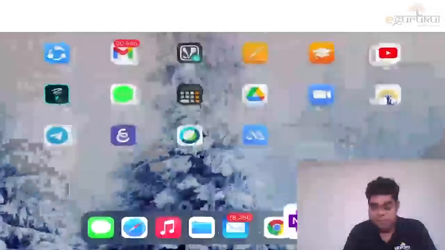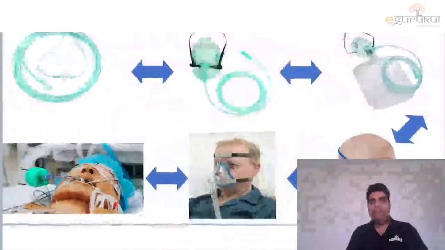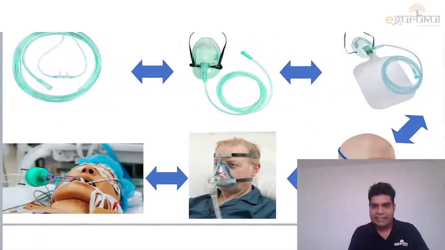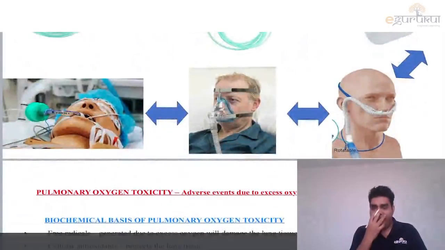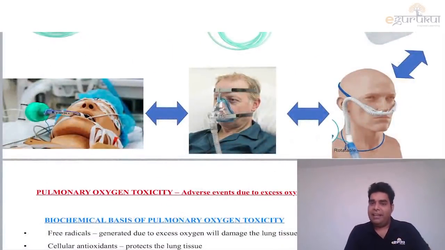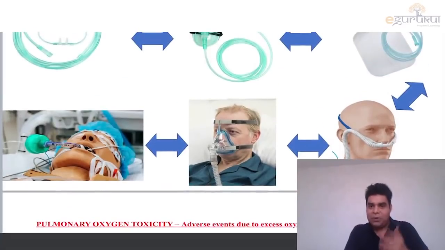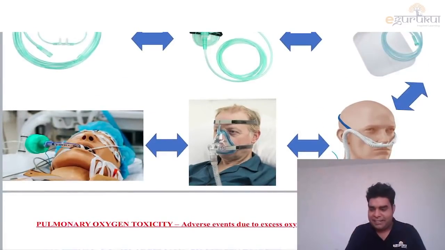So that's all from this discussion. I hope this discussion on different types of breathing devices, which we start from nasal cannula, then Hudson mask, then non-rebreathing mask, then high flow nasal cannula, then non-invasive ventilation, and then invasive ventilation, is useful to you. And I hope you enjoyed this discussion.